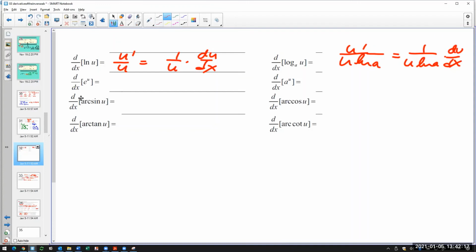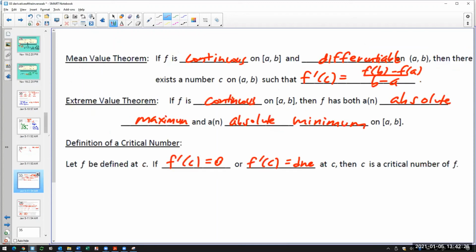a^u we've done. From here on down, we'll do this in a couple of days, I think. We're not going to do it right away, but we'll do it in a few days. So you don't know it yet. Move down to the mean value theorem, guys.